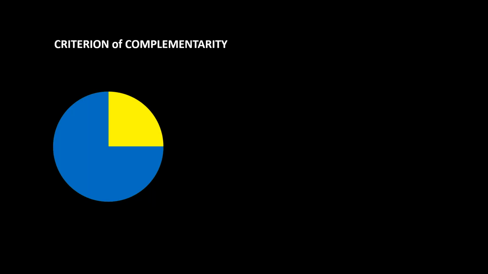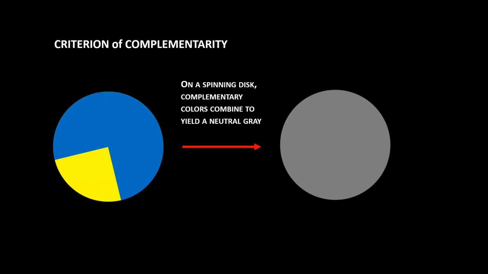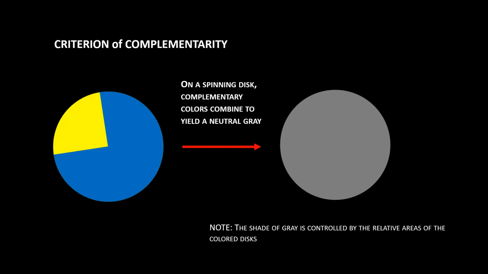It's likely that you do not believe our little psychophysics experiment, and so there are other experimental demonstrations of the complementarity of colors and the criterion for establishing complementarity. So you have a disk of the two colors, and you can spin the disk. And if the colors are complementary, spinning the disk at high speed will yield to your eye a neutral gray or achromatic stimulus. And the shade of the gray created depends on the relative areas on the disk of yellow and blue.